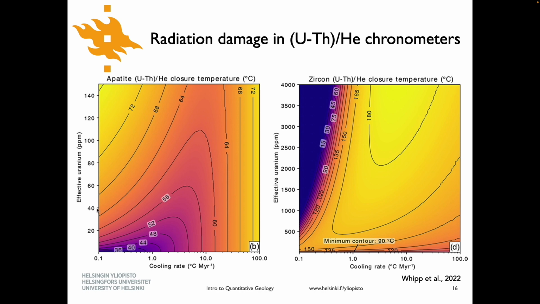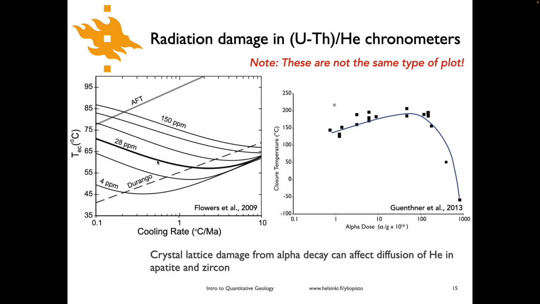And as you go across, for instance, at 40 ppm here, what you see is that as the cooling rate is going up, here's that trend of the closure temperature going down, like what we saw in the previous plot. And then it starts to increase again as the cooling rate is getting faster and faster. It's the same trend you see here where it decreases in the closure temperature and then starts to increase.